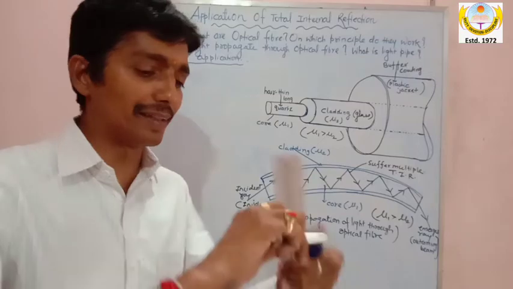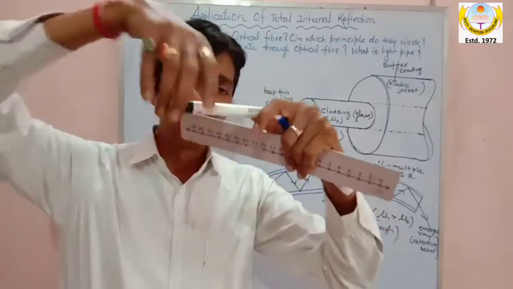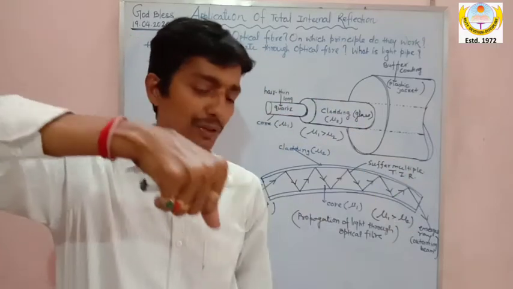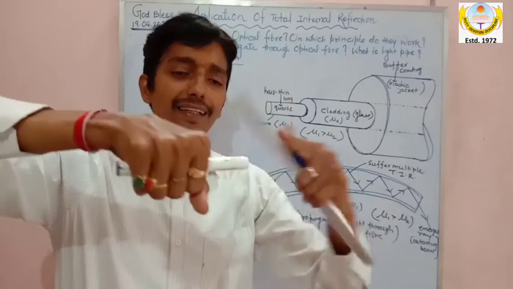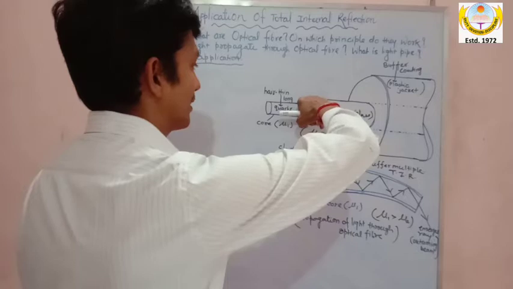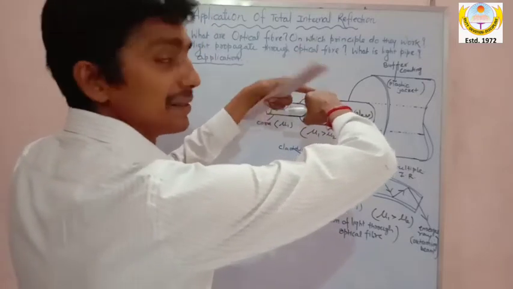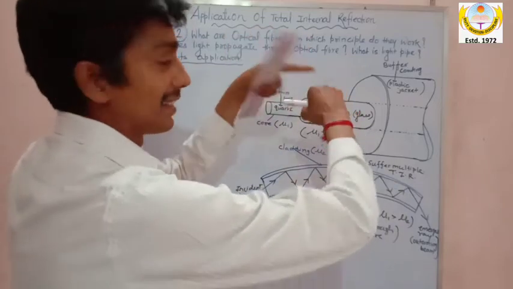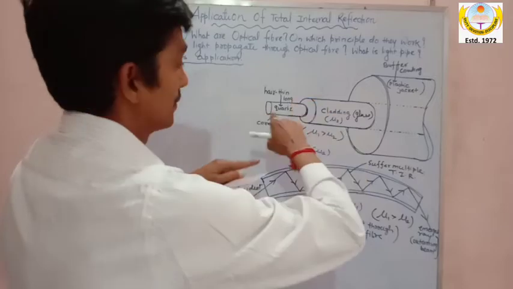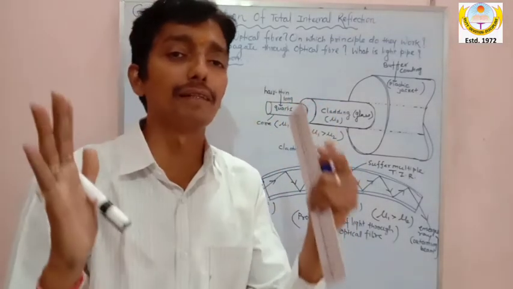For example, this is my hand and this is the marker pen which you are seeing. If I hold it like this, the outer edge you are seeing is the cladding, and the marker acts as the core. The structure is like this. This is acting as the cladding, and this marker is acting as the core. So core and cladding together form an optical fiber.